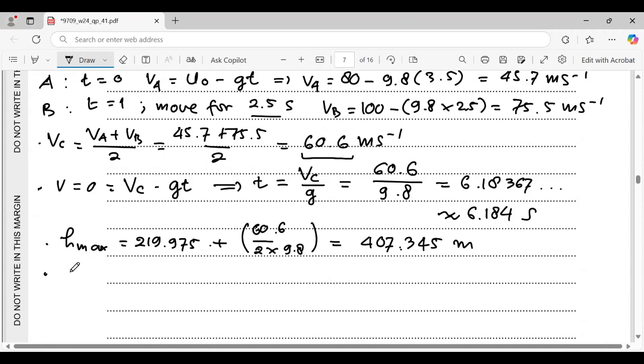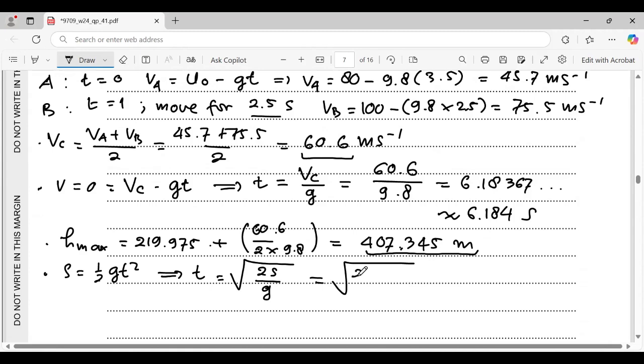And then the time to fall from the maximum height, from this height, 407.345, I'm going to use this formula, S equals 1/2 times g t squared. We are going to rearrange this formula, becomes T equals square root of 2s divided by gravitational force, or this is 2 times 407.345 over 9.8, and the result is 9.11764, or rounded off 9.12 seconds.